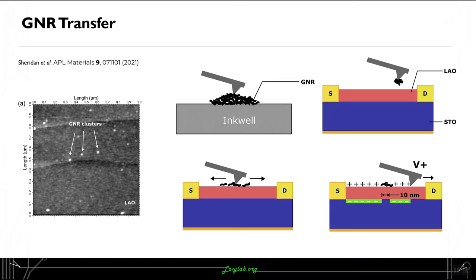Finally, the tip is removed and replaced with a clean one, which is used to image the surface as well as patterning nanostructures with conductive AFM lithography.